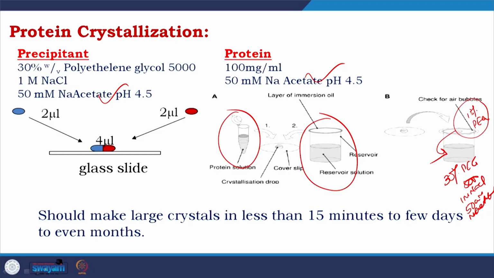That is where the principle of crystallization lies, and by setting that up we could get large crystals in 15 minutes, in 1 month, in 1 year, in 2 years, 3 years. I personally got crystals after 1 year. So, how long do you have to wait? No one knows. That is the problem of crystallization.